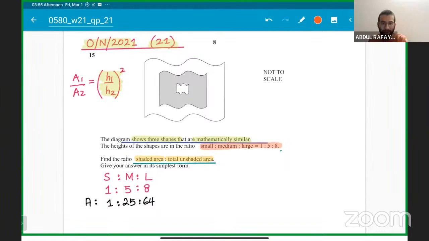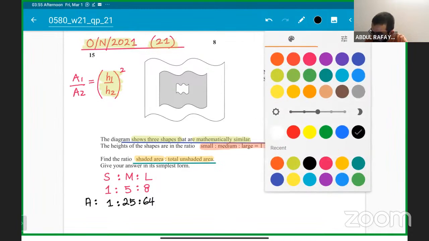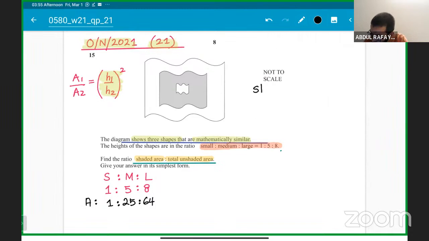Once you got this, the next important thing is that you should ask what the examiner needs. You need the shaded area divided by the unshaded area ratio. We need the shaded area divided by the total unshaded area.